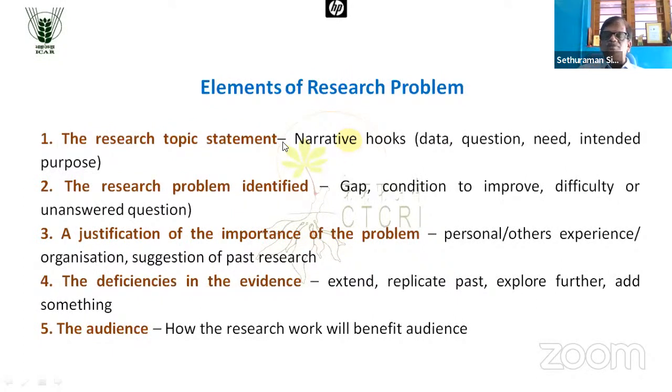How it will be used, I will just explain to you. Narrative hooks have 4 different elements: data element, question element, need element, and then intended purpose element, which we will see later. And then the research problem identified. Somebody said difficulty. Difficulty is one of the elements in a research problem. But there are 4 elements in the research problem. One is a gap: knowledge gap, skill gap, technological gap, extension gap. So many other gaps will be there.